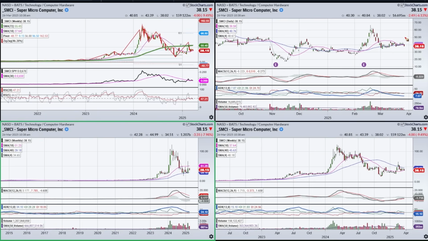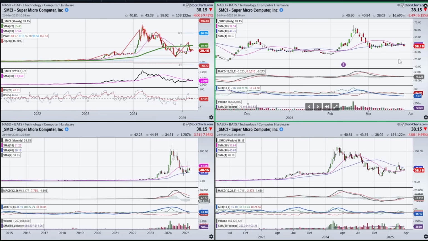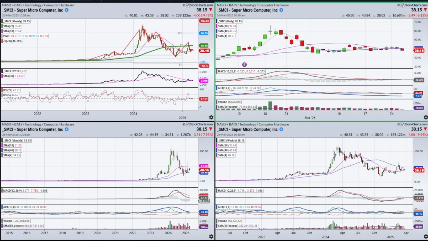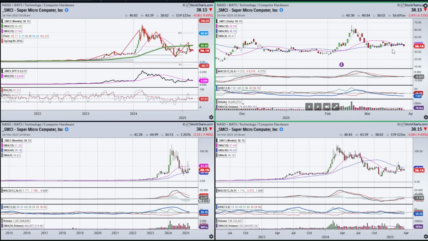It's trying to hold the 18-week, but we're going to need to move back above this prior area up here. These little peaks up here. Let me just see what price that is. Right about the 45 area, a little bit above 45. And if it can do it quickly, then we could have a little bit of a trading move. But I still think there's a lot of resistance up there above 50.